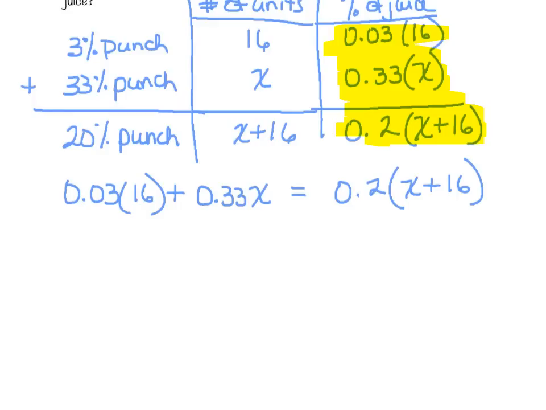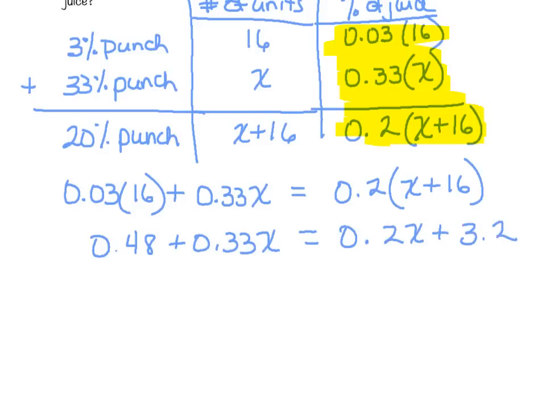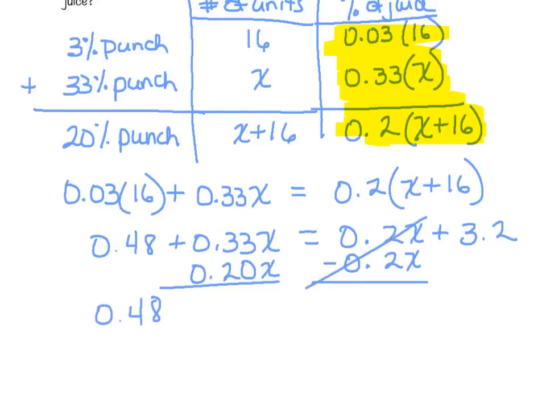Okay, so 3% times 16 is 0.48 plus 0.33x is equal to 0.2x plus 3.2. So I have x's on both sides. Let me go ahead and subtract 0.2x from both sides. I'm going to put a 0 there to hold a place value. So I come up with 0.48 plus 0.13x is equal to 3.2.